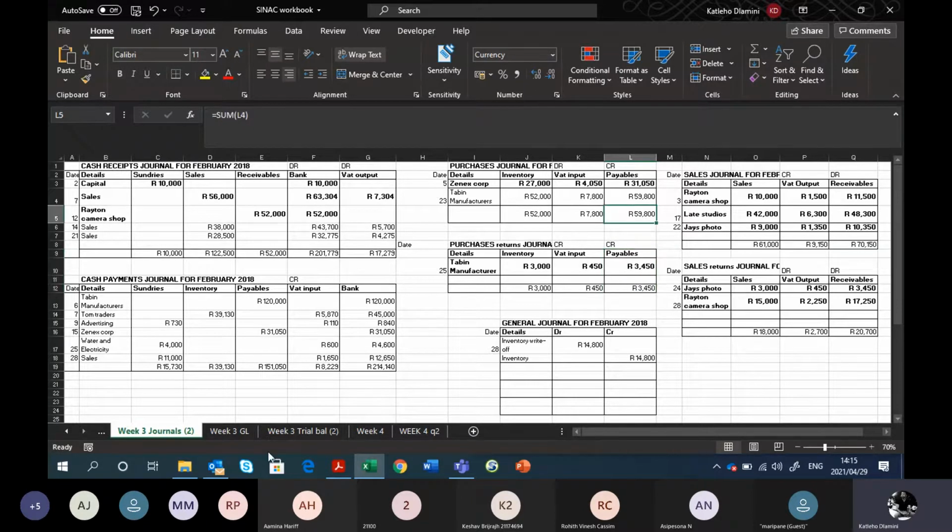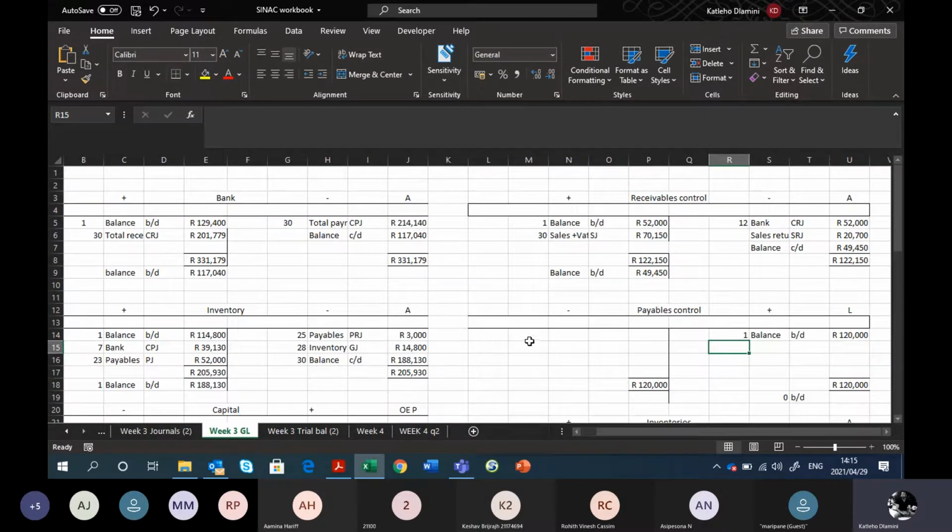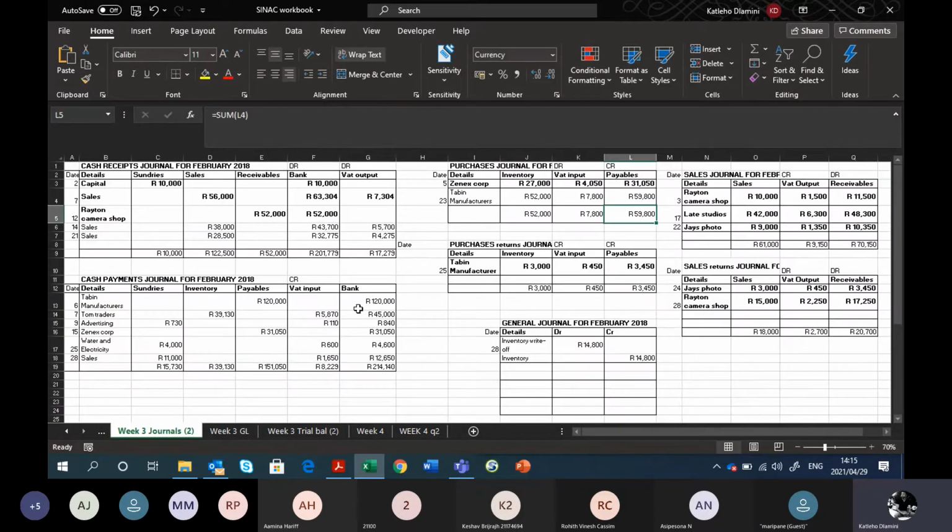Okay, so I'm going to take this one first. Okay, so I'm going to increase my purchases. So 30th, what did I buy? I bought inventory. I buy inventory in here, yes. So inventory and VAT.